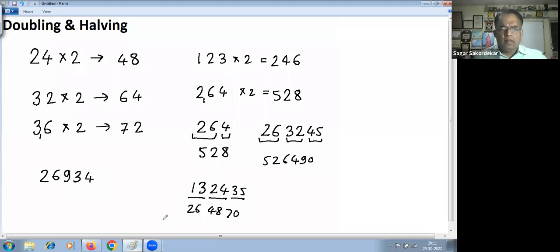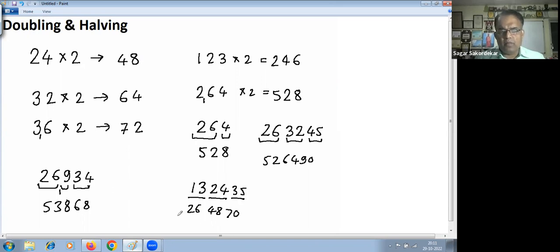2, 6, 9, 3, 4. Now see here, if you take these two, you'll get a 3-digit number. So what you can do is group this, and this you take individually. Again, I made a mistake here by putting answers like this. You should always put them from right to left. 34 double is 68. Double of 9 is 18. So 8 carry 1 for double of 26. Double of 26 is 52 plus 1 is 53.